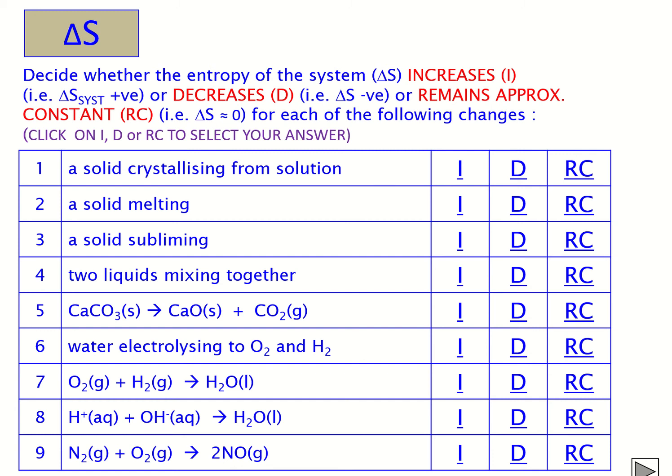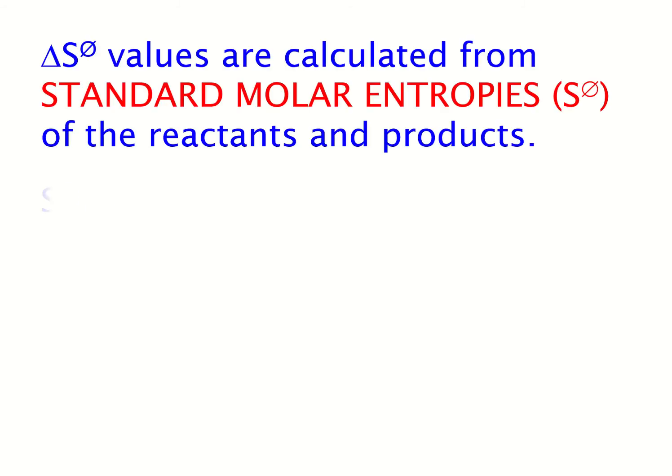Number 8, we have 2 molecules turning into 1, so you probably have them all in solution or liquid, so you'll have a bit of a decrease in disorder there. And number 9, sorry, you have 2 moles of gas on the left, 2 moles of gas on the right. So that's probably going to remain approximately constant.